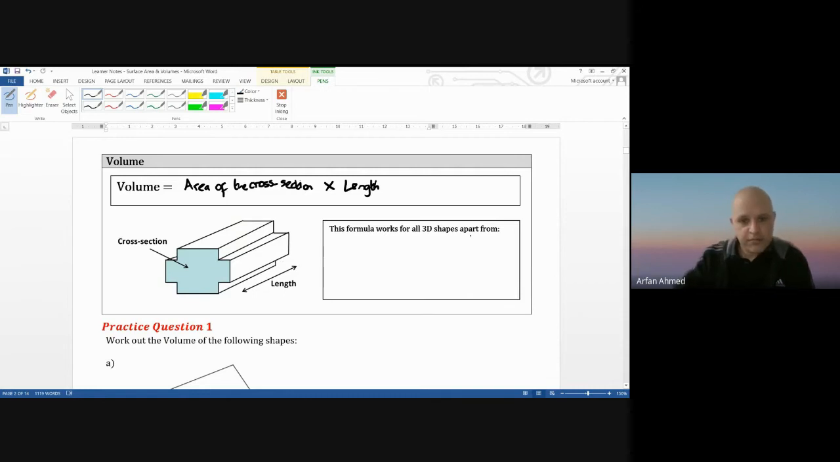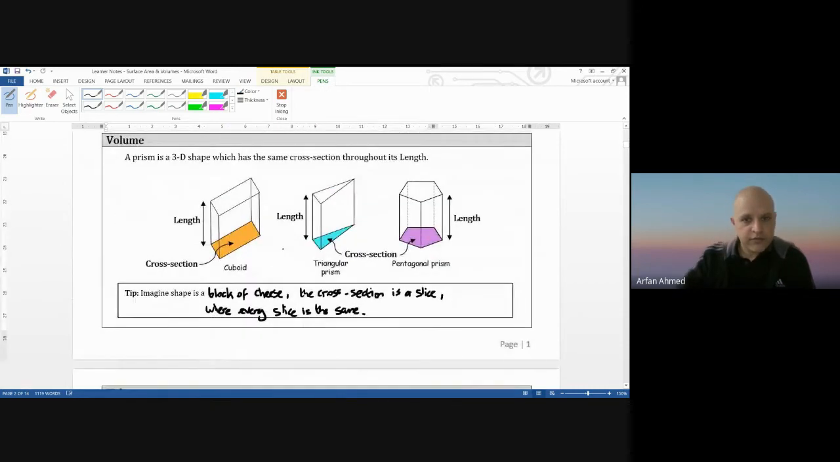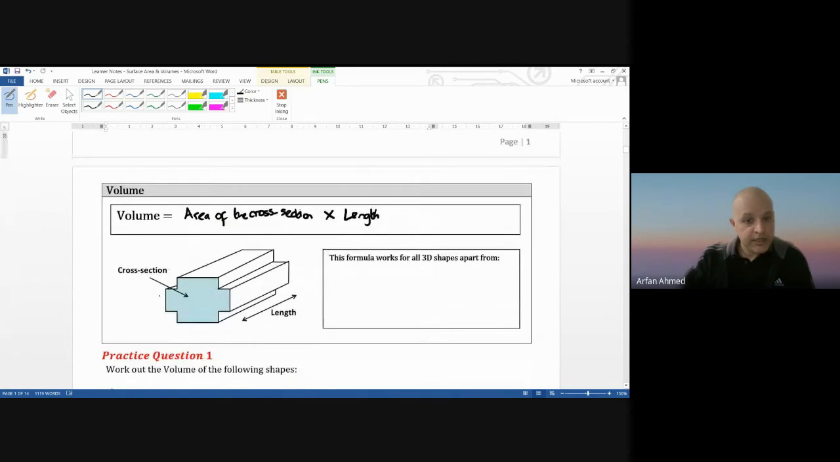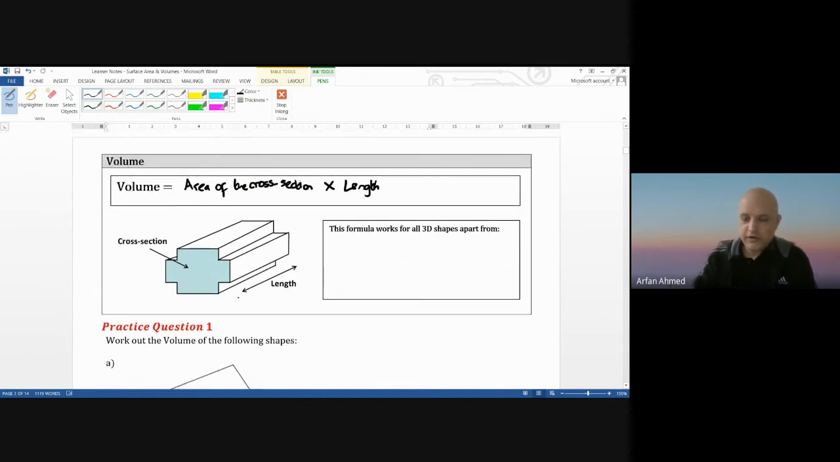So it works for pretty much any 3D shape, including cuboids or cubes, triangular prisms, and even this weird shape as well. As long as you can see a cross section that goes straight through the 3D shape, then this will definitely work. It'll work for most 3D shapes, but it won't work for things like cones. If you imagine a cone, it doesn't matter which way you slice it, all the slices are going to be different, so we can't use it for that.